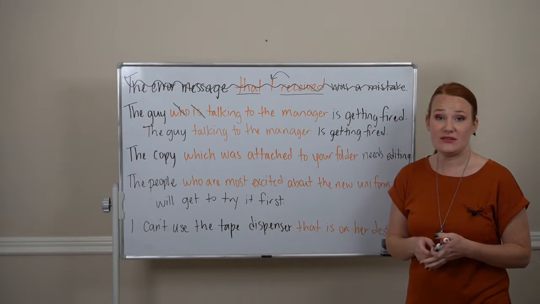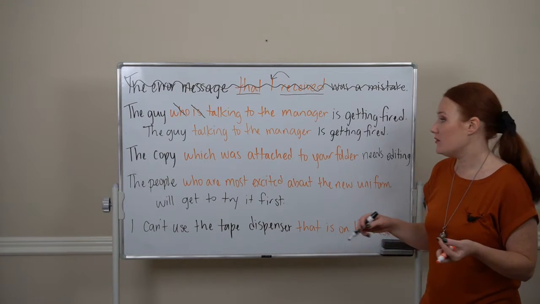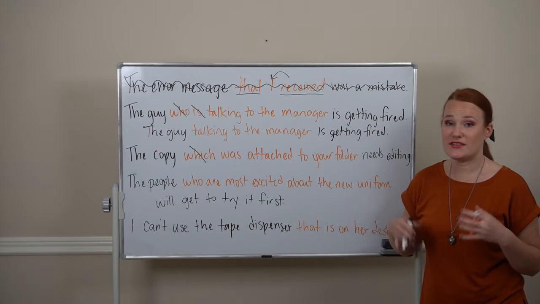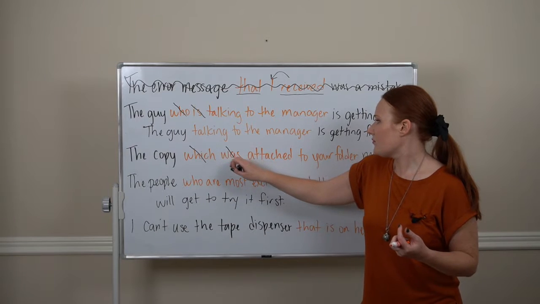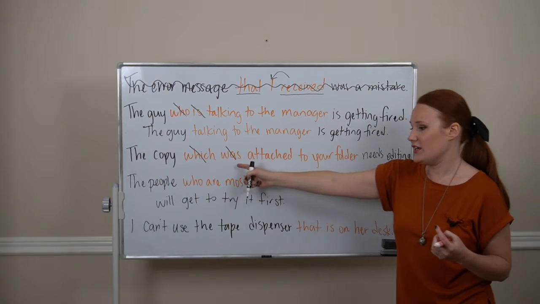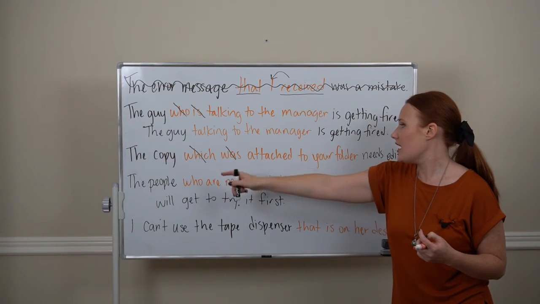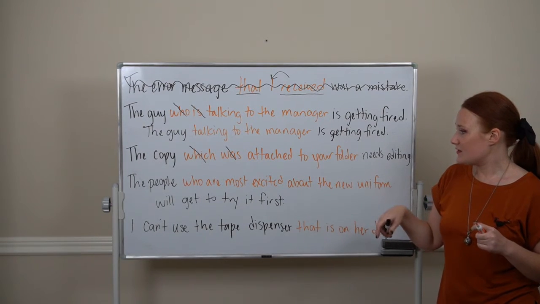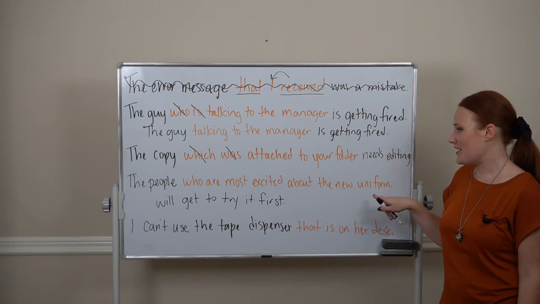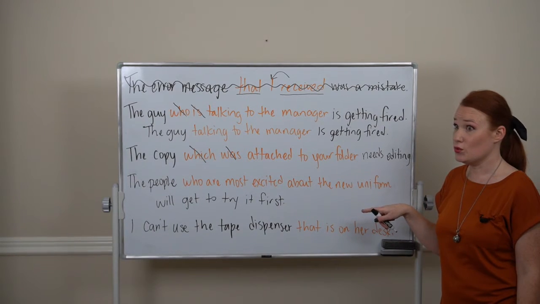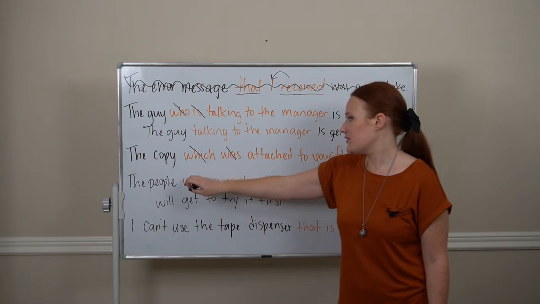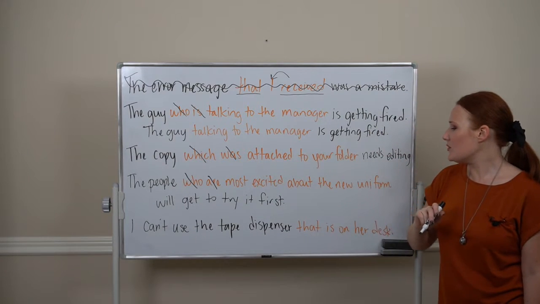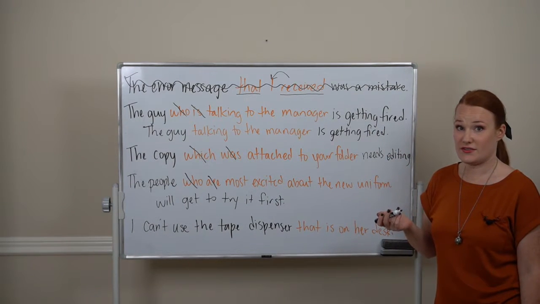Well, first thing you want to do is get rid of the relative pronoun. And next step is get rid of that first be verb. We had was as our to be verb here. So the copy attached to your folder needs editing. We're good to go. Next one, the people who are most excited about the new uniform will get to try it first. First thing we do, get rid of that relative pronoun who. Here we have our to be verb are. The people most excited about the new uniform will get to try it first.